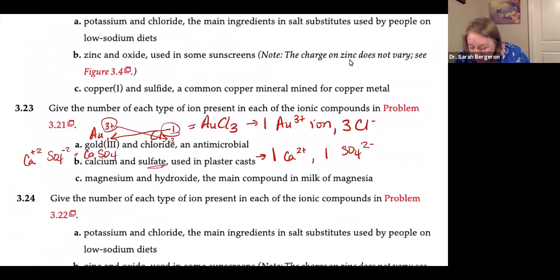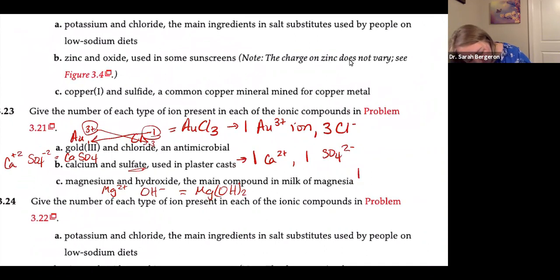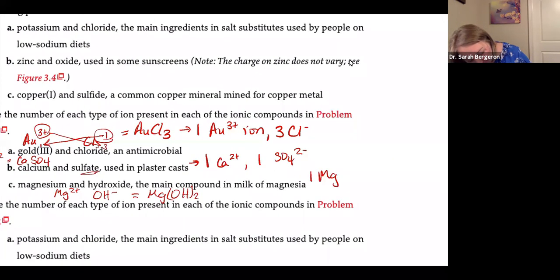Okay, magnesium, we said that was Mg 2 plus, and we had hydroxide OH minus, and so that gave us Mg(OH)2. So I know I have 1 Mg2 plus ion. And I also know I have the hydroxide ion, but how many do you have? You have 2, because that subscript is on the outside of the polyatomic ion. And so that tells you you have 2 of them.